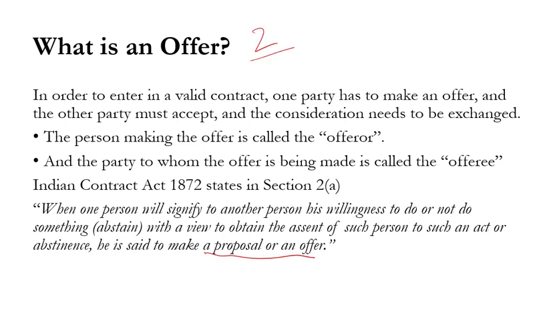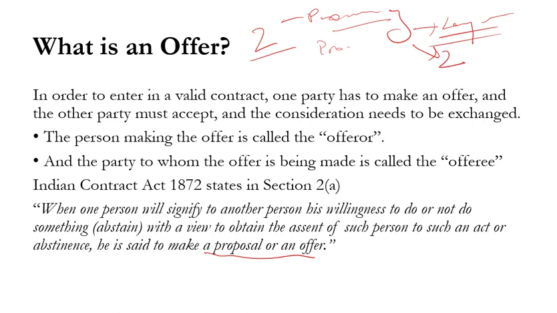So there are two parties in an offer. One is the promisor who makes the offer, and the other is the promisee to whom the offer is being made. And this entire offer should have some kind of legal implication for it to be a full-fledged contract. This offer must be communicated between two parties and it must be creating legal relations.